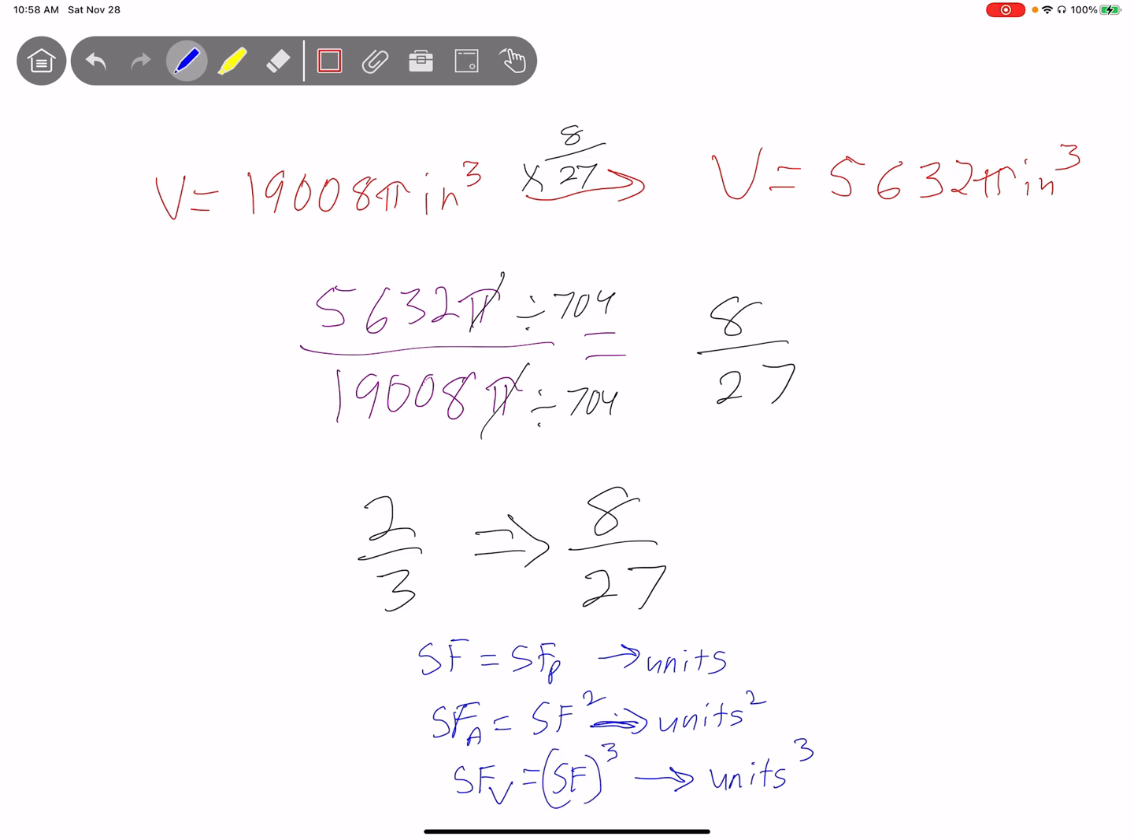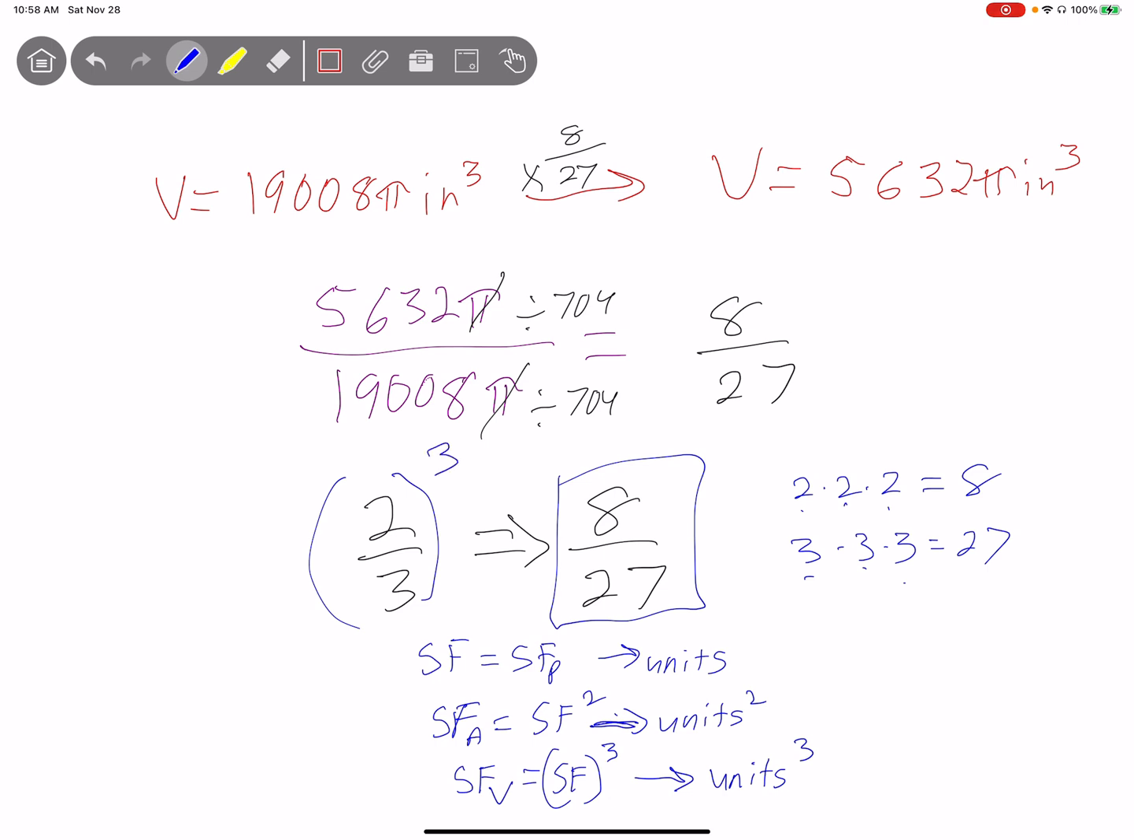Well, 2 cubed is 2 times 2 times 2. 2 times 2 is 4, times 2 is 8. 3 cubed, 3 times 3 is 9, times 3 is 27. So guess where this came from? It was literally the scale factor cubed. Okay?